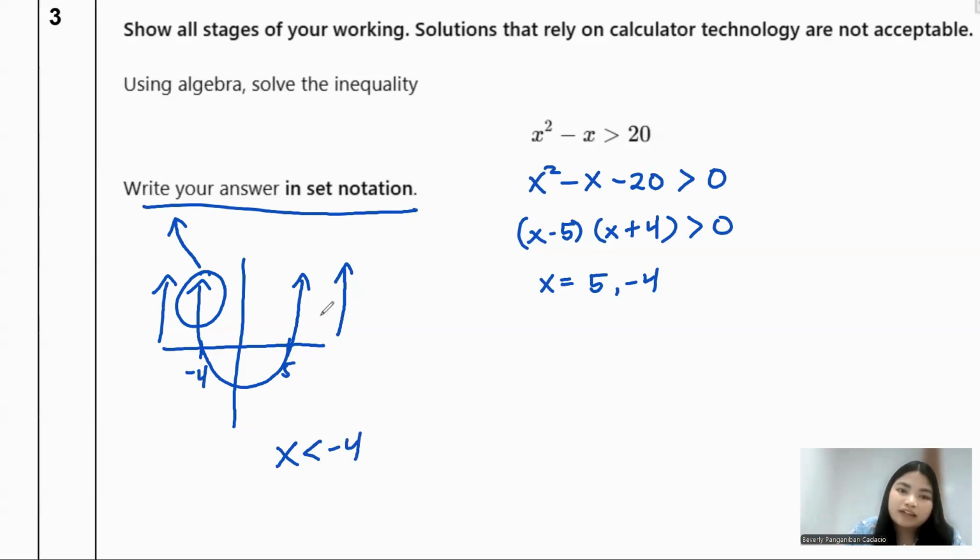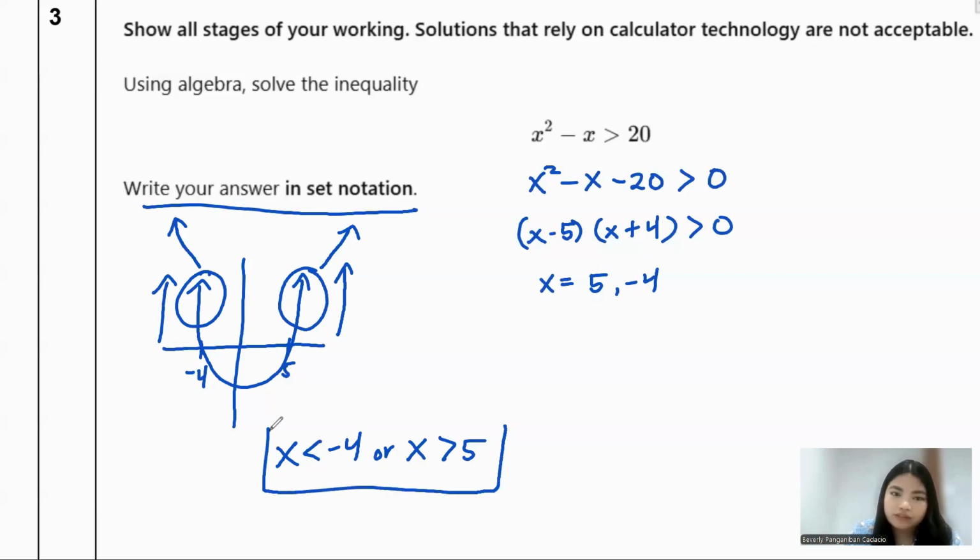Then how about on the other side, like this part? You know that it will infinitely approach to the right. So everything that is greater than 5. You can put "or" here because it can be either way, which is x less than negative 4 or x is greater than 5. This is the final answer.